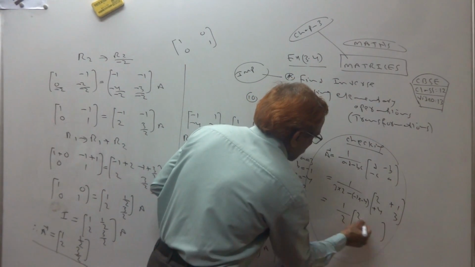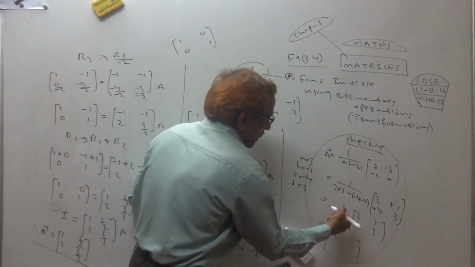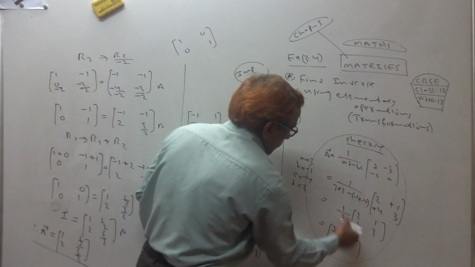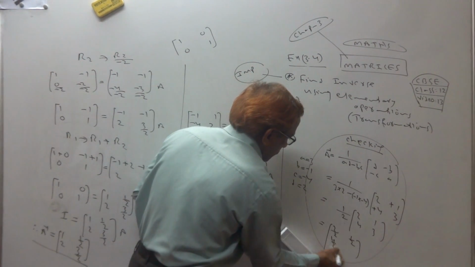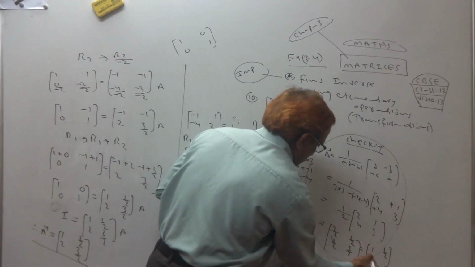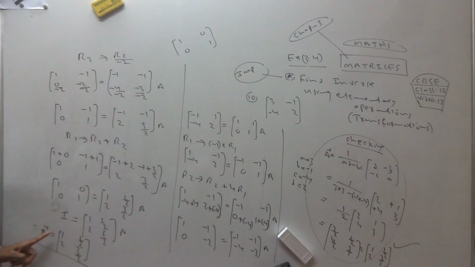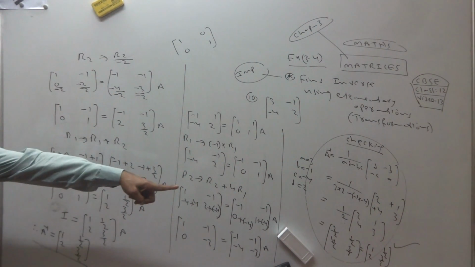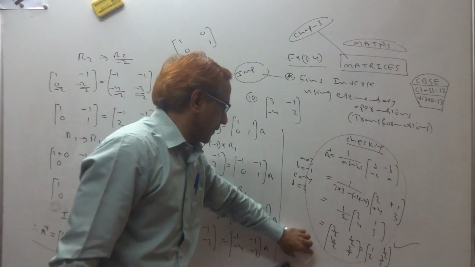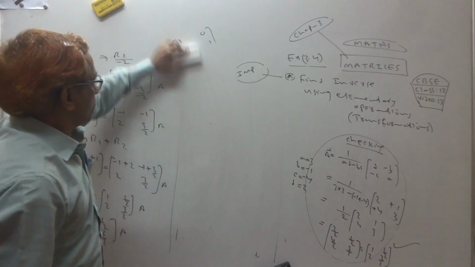This is saying 1 by 2 times the matrix 2 1 4 3. 2 ones are 2 by 2, 1 ones are 1 by 2, 4 ones are 4 by 2, 3 ones are 3 by 2. So 1 by 2, 2, and 3 by 2. Check the answer is correct. See, the answer is correct. You can check your answer by this technique. So we completed 10th question also.